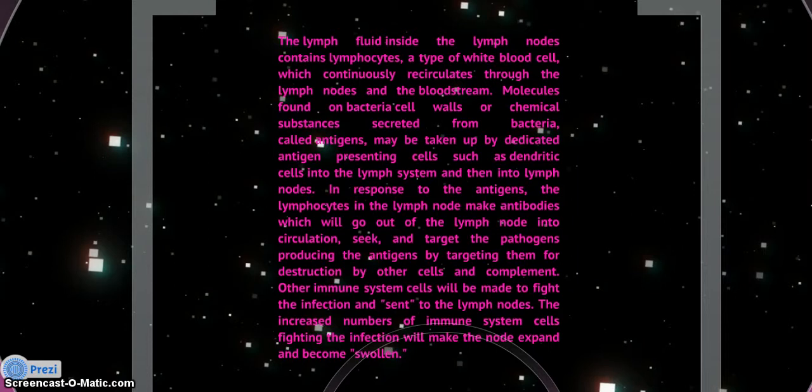In response to the antigens, the lymphocytes in the lymph node make antibodies which will go out of the lymph node into circulation, seek and target the pathogens producing the antigens, targeting them for destruction by other cells and complement. Other immune system cells will be made to fight the infection and sent to the lymph nodes. The increasing numbers of immune system cells fighting the infection will make the node expand and become swollen.